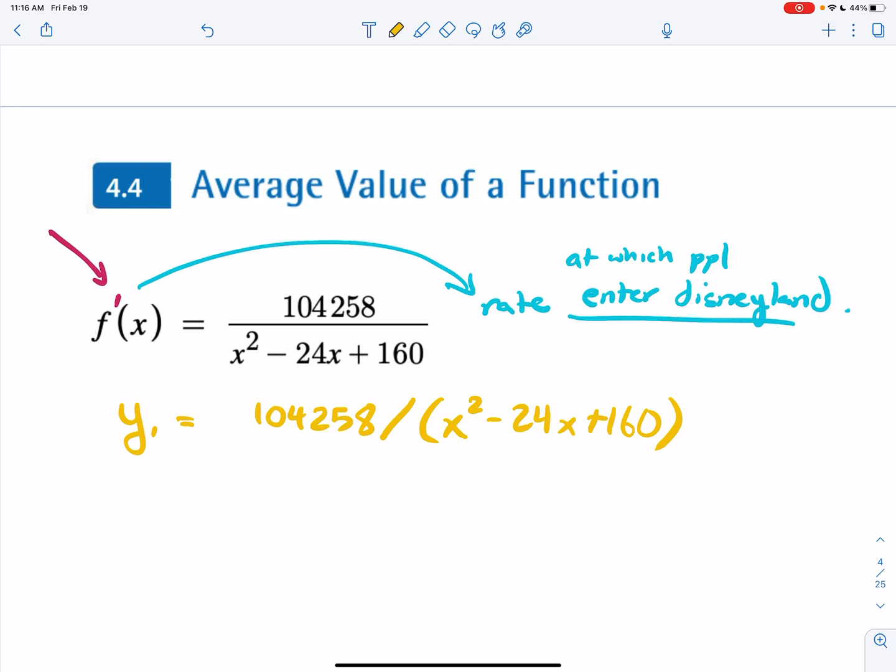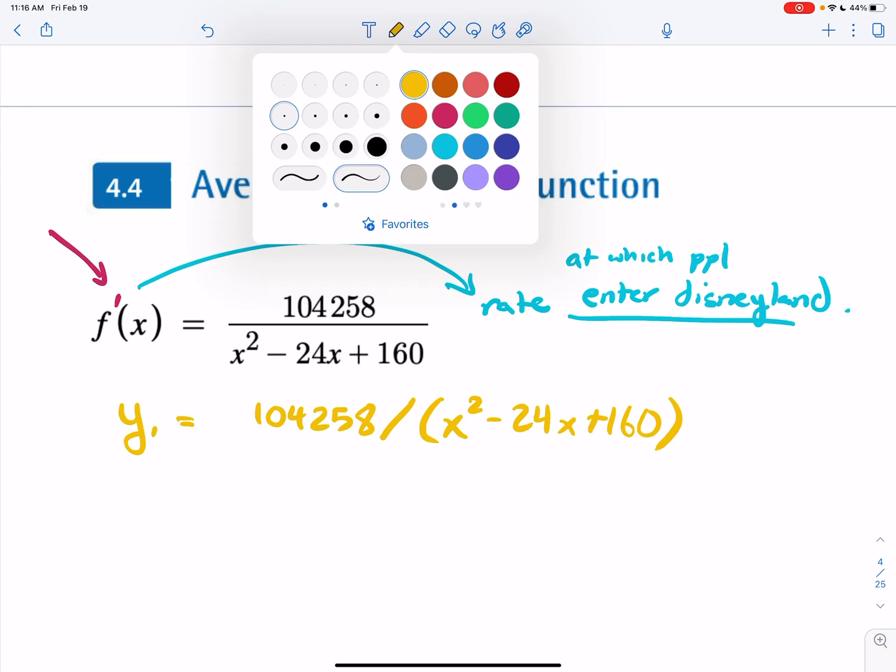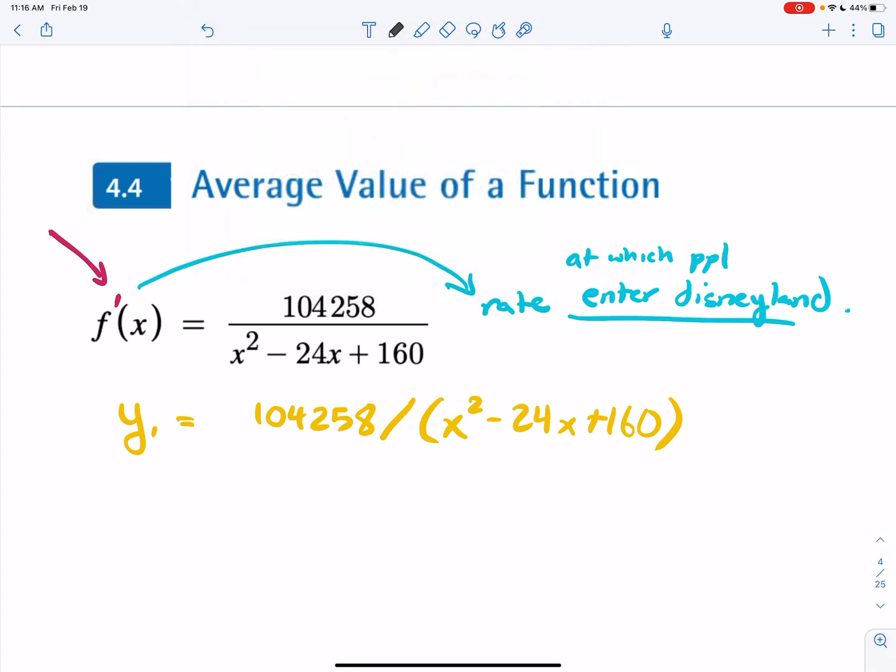So this right here is the rate at which people enter Disneyland. I gave you the derivative, right? If we wanted to find the average value, first, how do we find it? And then second, what does it mean? Okay? So here we go. We're going to integrate the derivative. And let's say I want to figure out what the average value is from 8 a.m. to 12 p.m., so in the matter of 4 hours, okay?